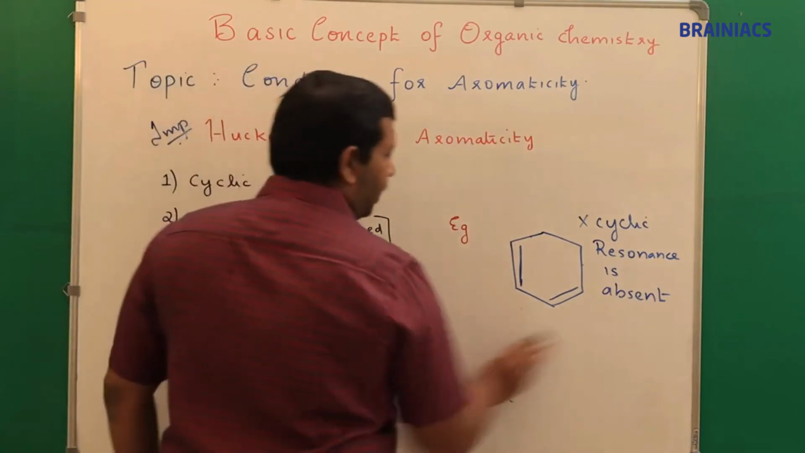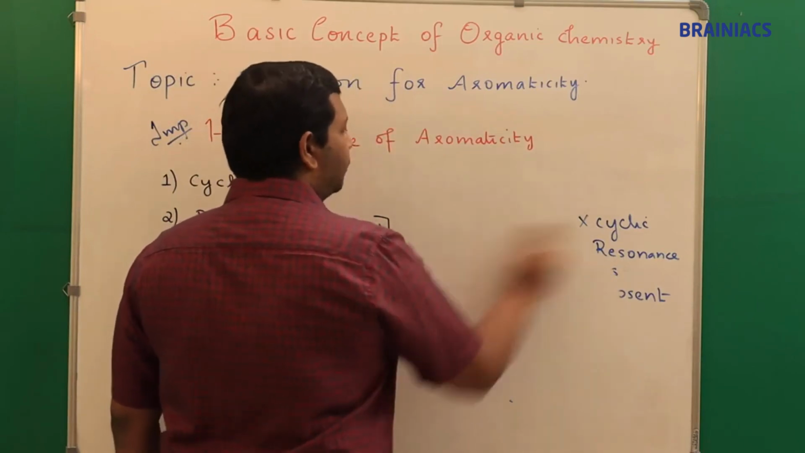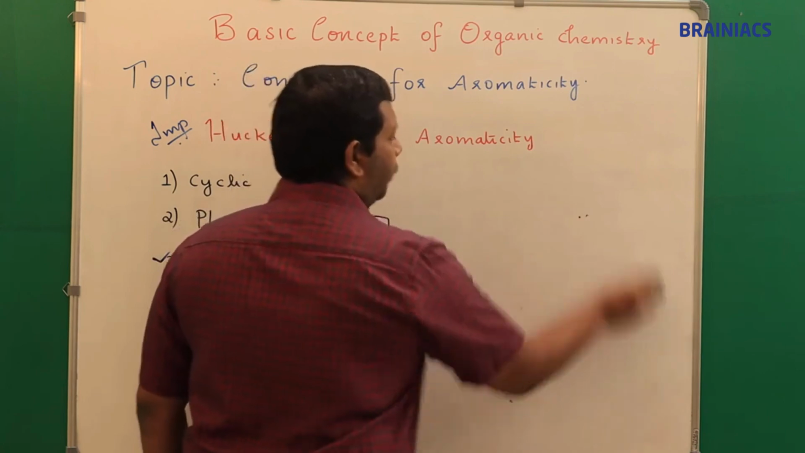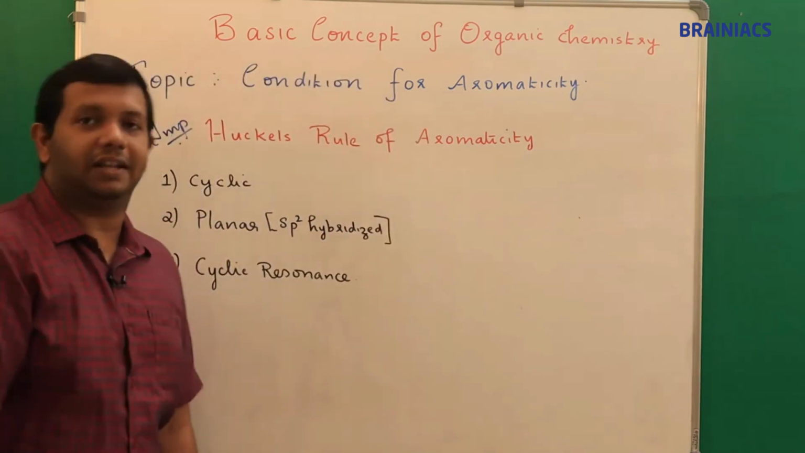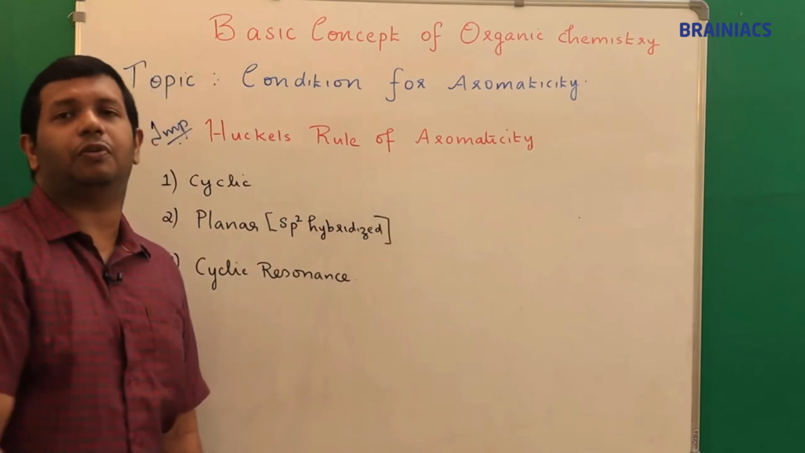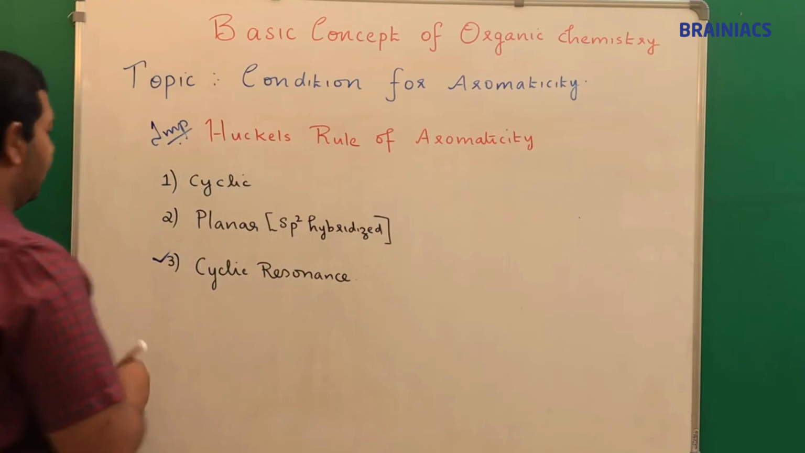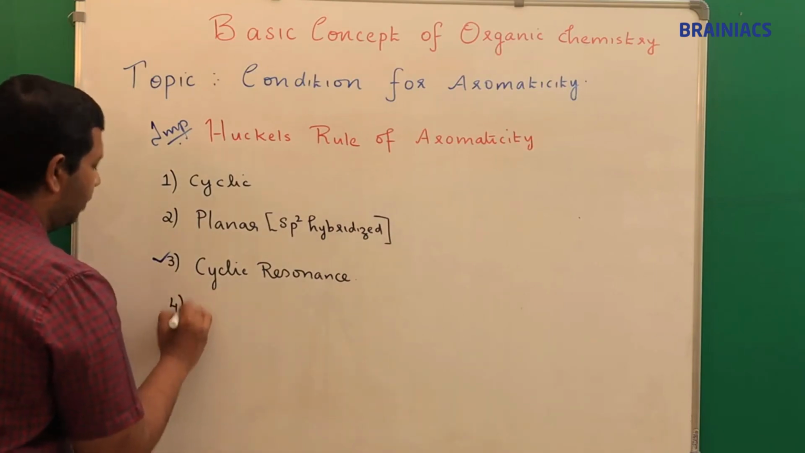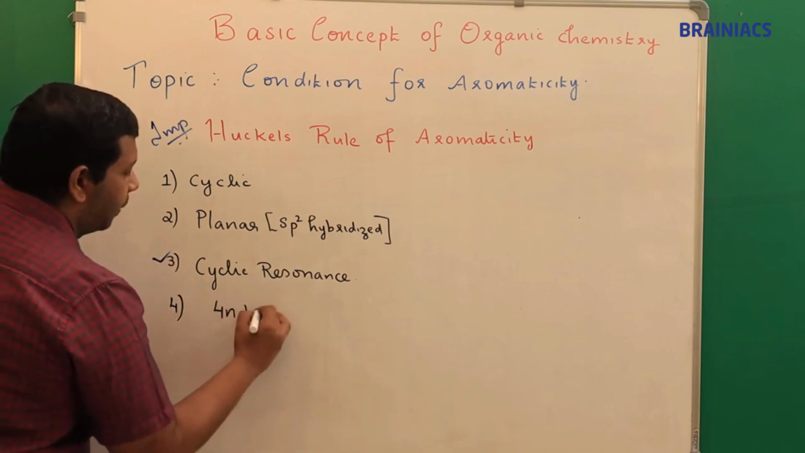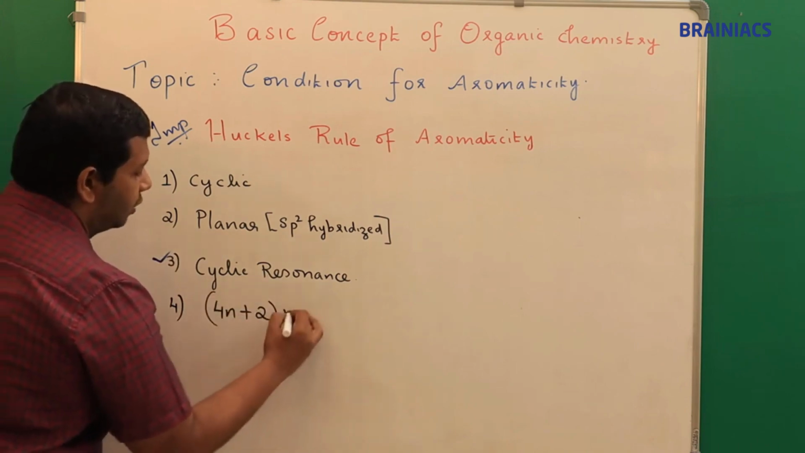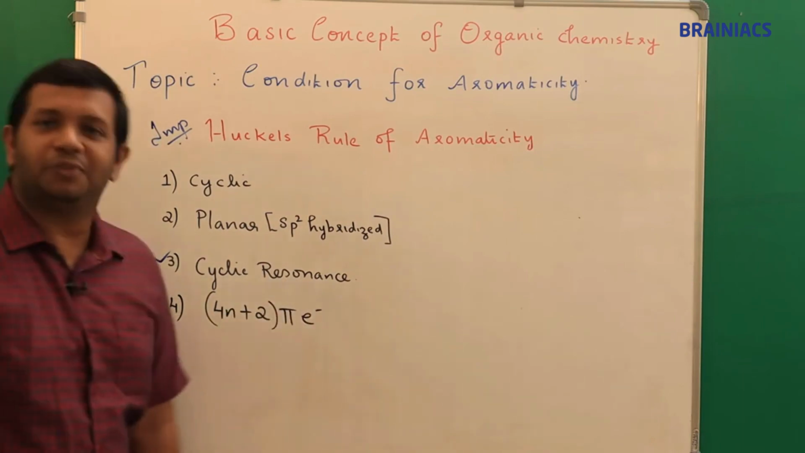4n plus 2 pi electron. Very, very important. If all these four criteria are followed, then only I can say the compound is aromatic. If any of these criteria is not followed, then the compound is not aromatic. So what is the fourth condition? 4n plus 2 pi electron. We need to ensure whether the given compound has 4n plus 2 pi electron.